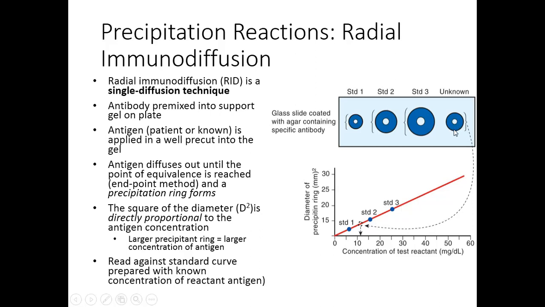You would measure this, square the diameter, and map it on to whatever you get. This was the patient right here. So this was, say, 13. Read 13 across, you go to the concentration, and the concentration is 11 milligrams per deciliter. That's really rough. You would do this with something more than a pointer on a computer screen. But this is radial immunodiffusion. Very straightforward, pretty easy to do.